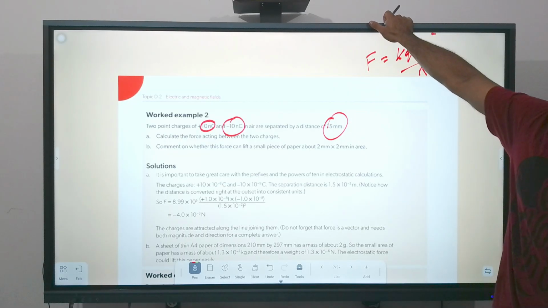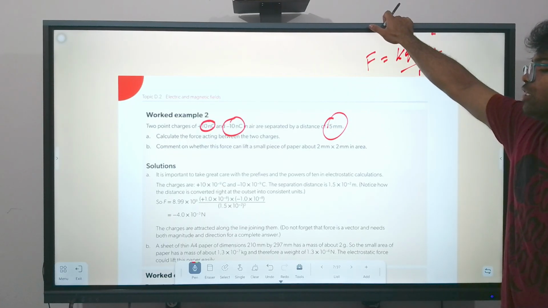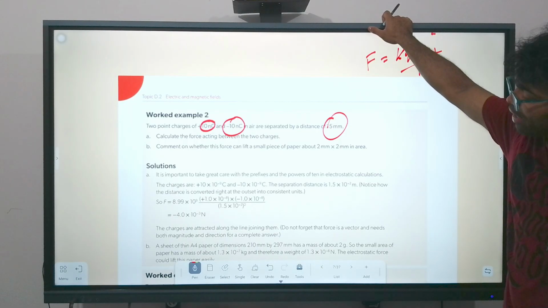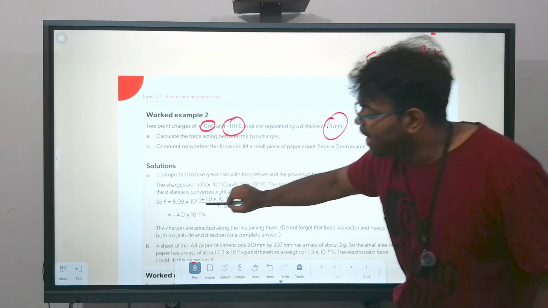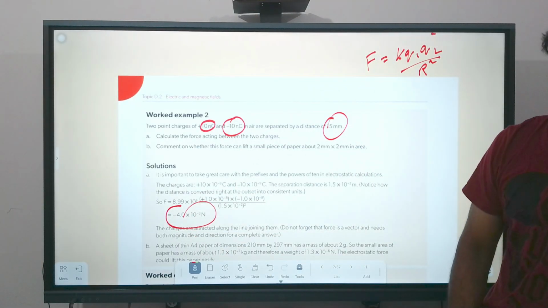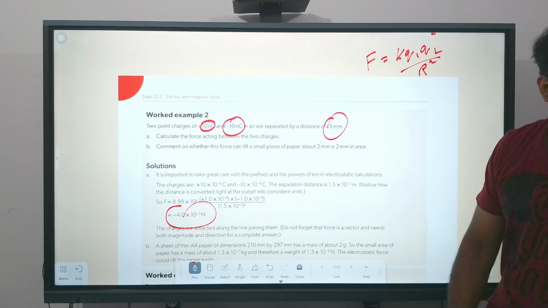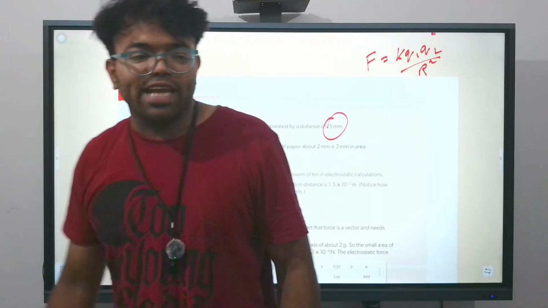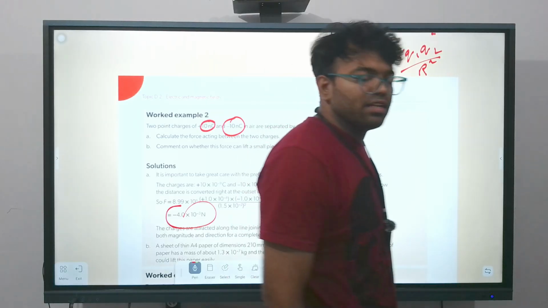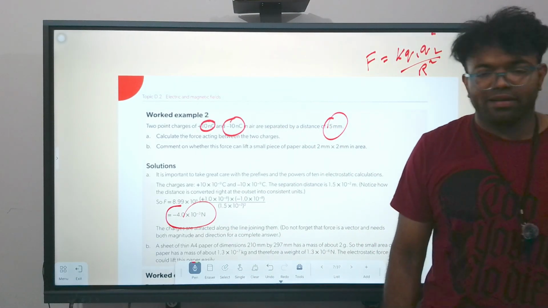The distance should be in meters. So 15 into 10 raised power minus 3, the whole square. Now, when you use that formula, you will get the answer to be minus 4 into 10 raised power minus 3 newtons. All you have to do is plug in the values, use the calculator, find the answer. Understood? Simple, right?